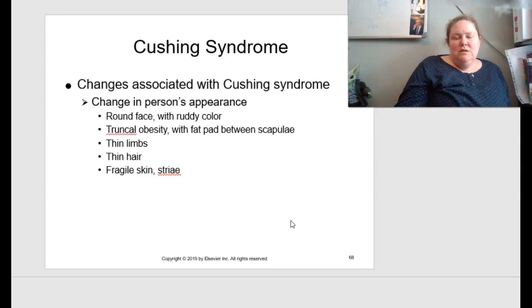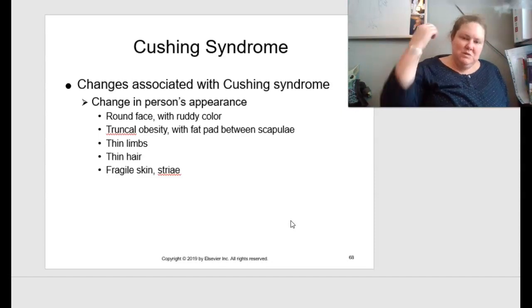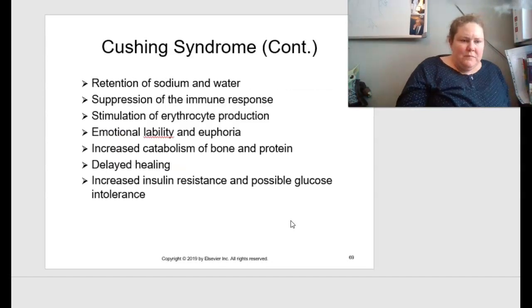person's appearance. And so you can have more of a round face with a ruddy color, like just kind of a reddish, pinkish ruddy. You can have truncal obesity in the truncal area of your body with a fat pad that is between the scapulae. You can have thin limbs and thin hair, and you can have fragile skin and striae or stripes in your skin. So there's a picture coming up that's going to showcase all of these, right? And then you can also retain sodium and water.